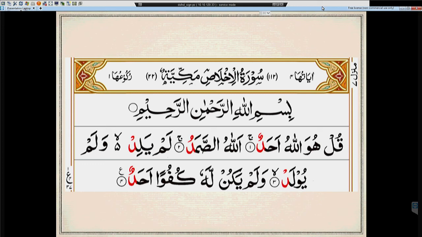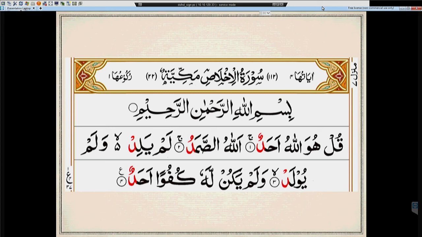You'll notice over here two rules. Wa lam yakun lahu. There's a nun sakin followed by lam. What is this? Idgham nun sakin, correct? This is complete. The nun is completely merged into the lam, so it's not even pronounced. And when it's completely merged, there's no ghunna.